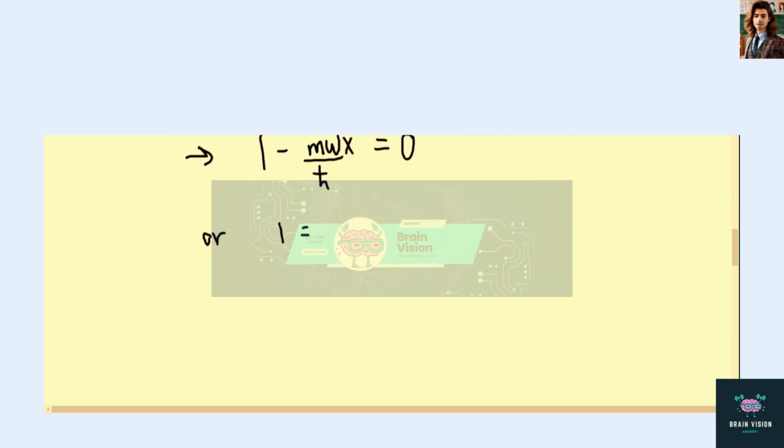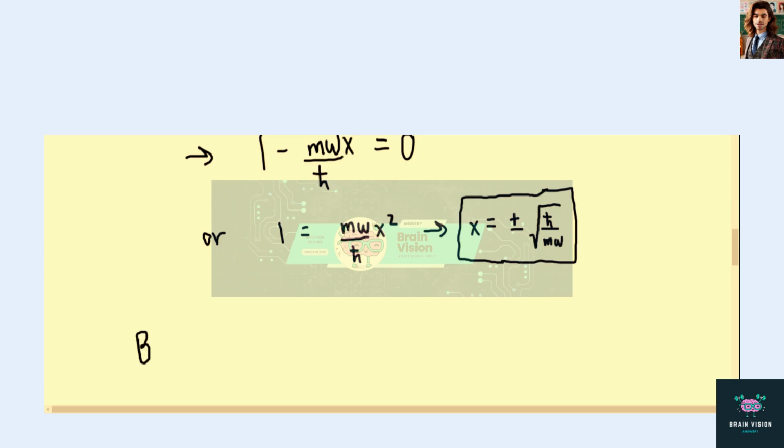And what it gives us then is 1 equals m omega over h bar times x squared, which can be rewritten as x equals plus or minus the square root of h bar over m omega. These are essentially the points where the wave function is a maximum, and this is essentially an amplitude equation, a value for x that's basically an amplitude.